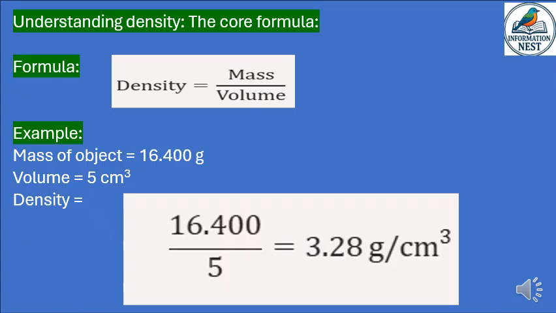Think of density as the crowdedness of matter. More mass in less space is nothing but higher density. Water has a density of 1 g/cm³. So if your object's density is more than 1, it sinks. If it is less than 1, it floats. That's why oil floats on water and iron sinks like a rock. So if you're holding something and wondering why it feels heavy or light, remember it's not just about size, it's about density, the science of how tightly packed particles are.